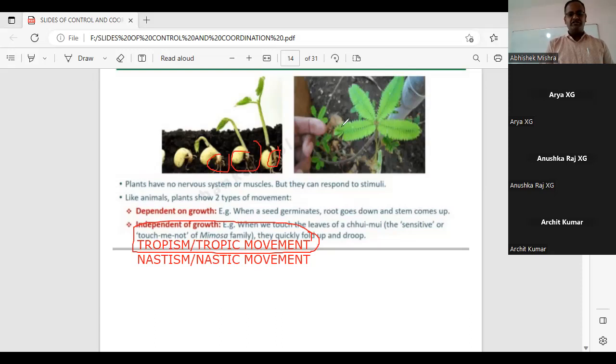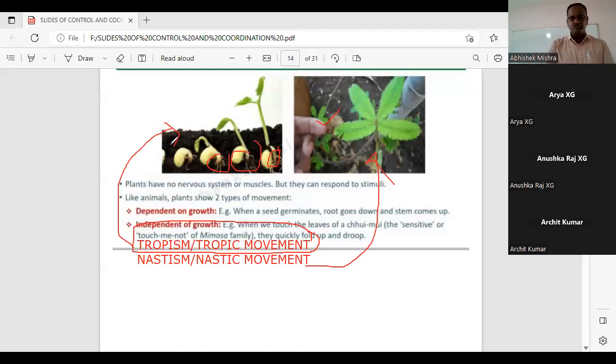But if you touch the leaves of the touch-me-not plant, the scientific name is Mimosa pudica, the leaf is shrinking, but it is not following a particular direction, and this is growth independent. So this type of movement is called nastism, which is growth independent, and the growth dependent is called tropism or the tropic movement. Am I clear to you?